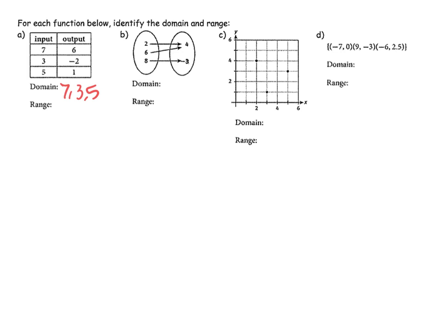Great. For number A, what's my range? 6, -2, and 1. This is as hard as domain and range gets, which means this is the simplest thing ever. If I have a mapping diagram, what's my domain? 2, 6, 8. What's my range? Think about it before you say it. 4, 4. Yep.